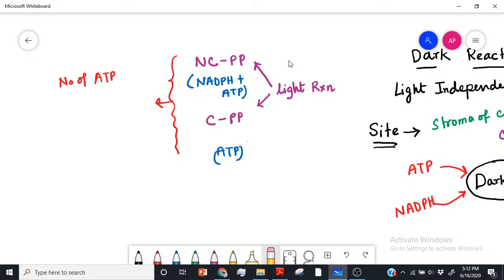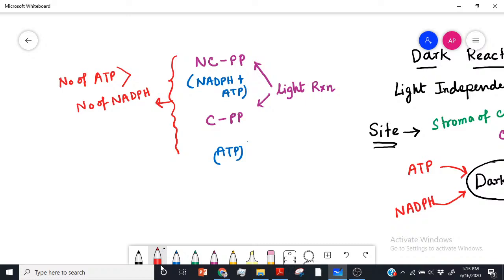Now from here we can draw a quick conclusion: both of the processes are producing ATP, but only one of the processes is producing NADPH. That means the number of ATP produced is obviously more than the number of NADPH. Yes or no? Right? Now with this basic idea we can dive into the main idea of dark reaction.